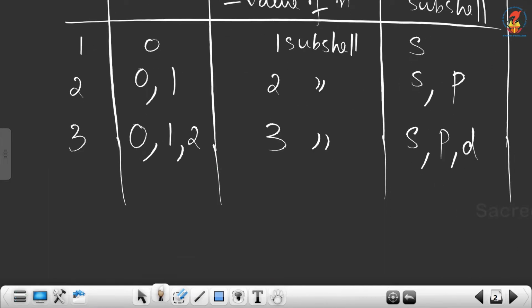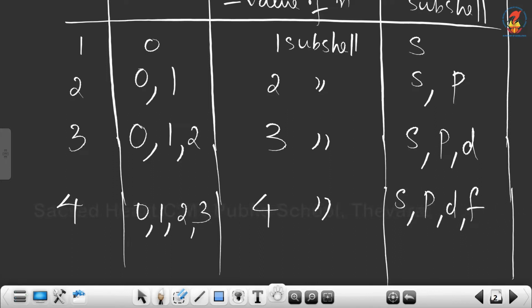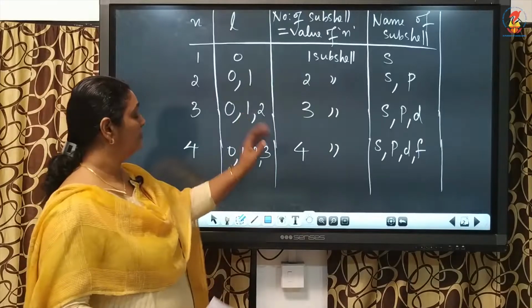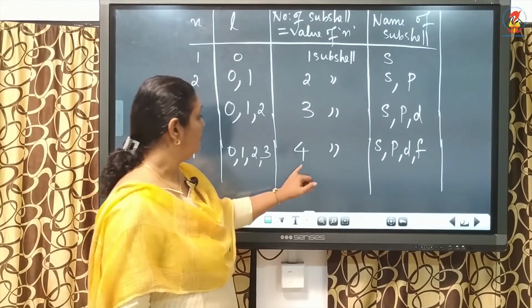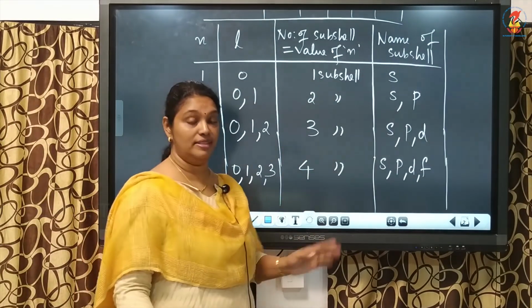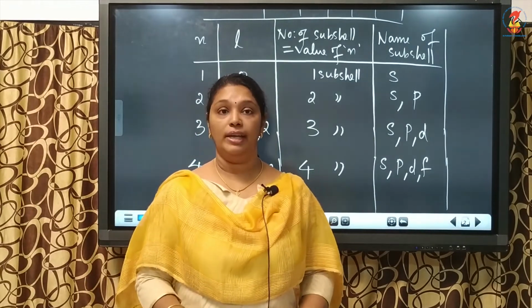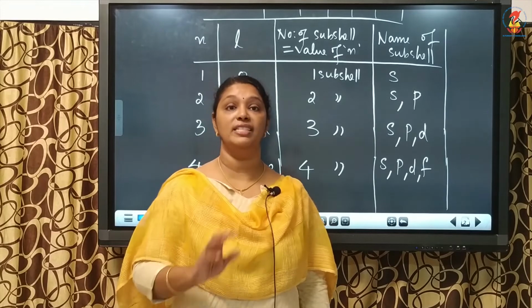Now next is number 4. N is equal to 4. We have L is equal to 0, 1, 2, 3. We have 4 subshells, and what are the names of those subshells? s, p, d, f. So these are the subshells and its name, the number of subshell and its name, if you know the n value and L value. Okay, so these are the informations that we get from azimuthal quantum number.